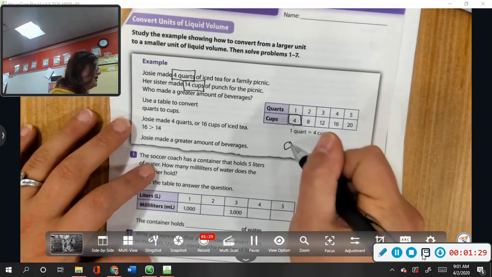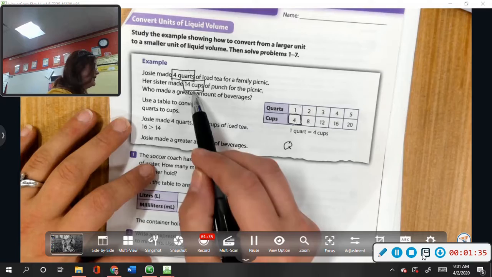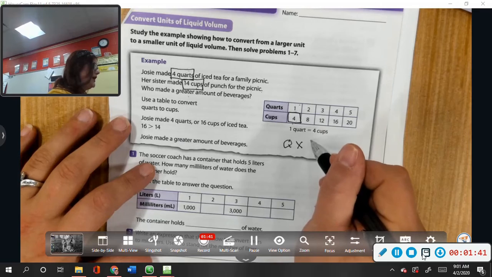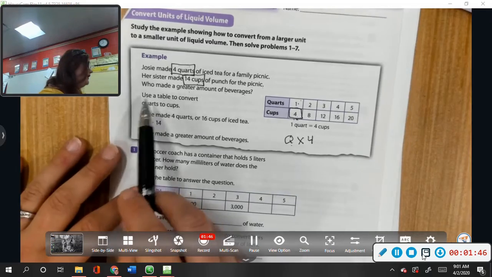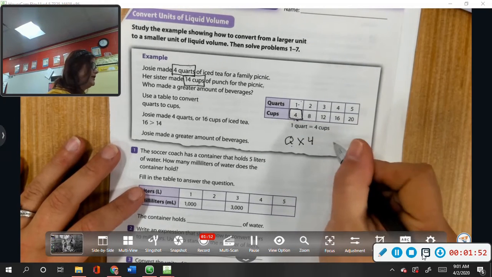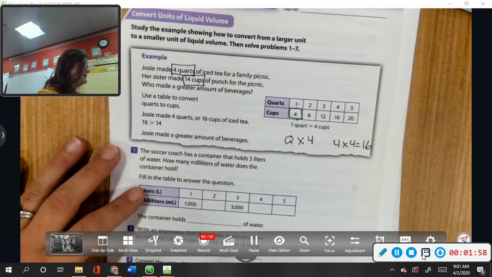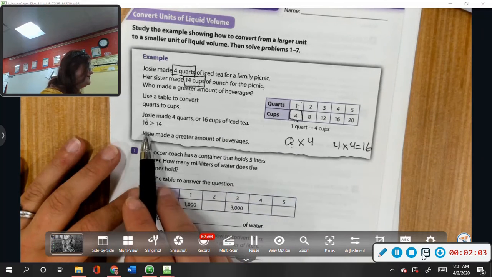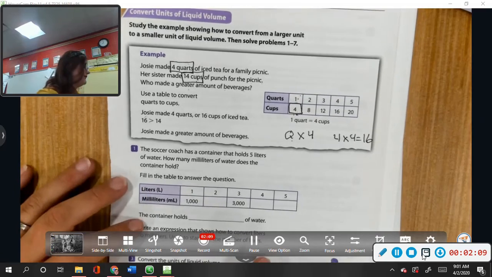Our formula is going to be Q times 4, and we're going from big to small because we're looking at 4 quarts. We want to get that down to cups, so we're going to multiply, all right? Each group of quarts is going to have 4 cups in it. If we use the table to convert, 4 quarts is equal to 16. You can also input it into your formula. Replace the Q with the 4. 4 times 4 equals 16. So Josie made 4 quarts or 16 cups of iced tea, while her sister only made 14 cups of punch, so Josie made the most beverage or drink.